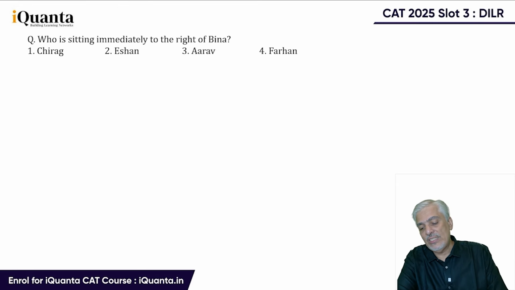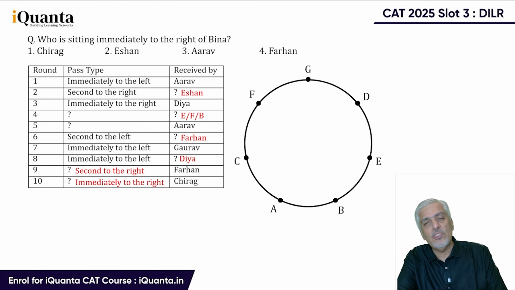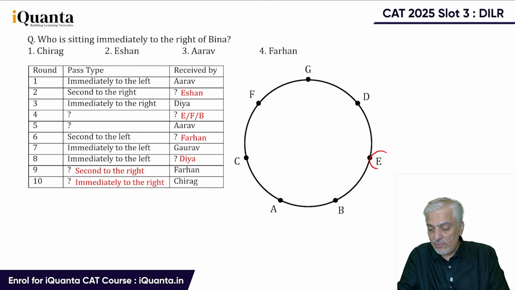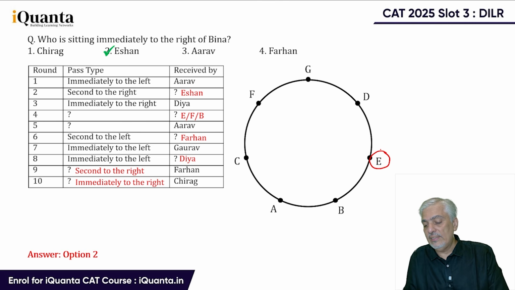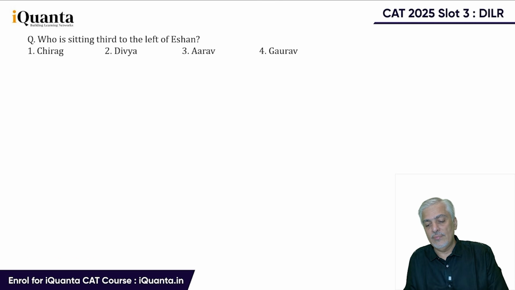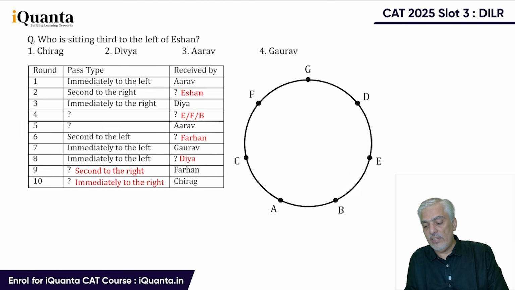And that answers all my 4 questions. My first question though is very straightforward. Who's sitting immediate to the right of B? We have E over here. Answer is the second option. Who's sitting third to the left of E? Left of E, third: 1, 2, 3. So C, the answer will be the first option, C.